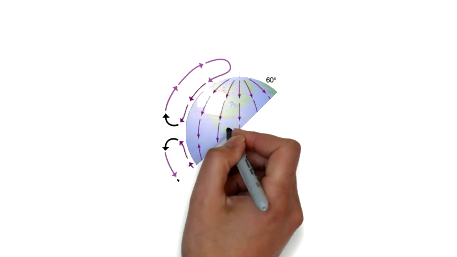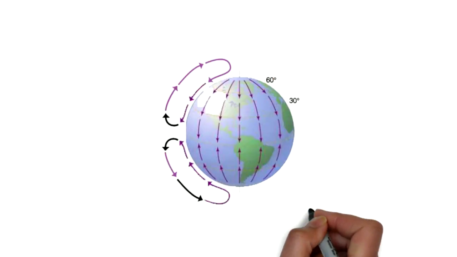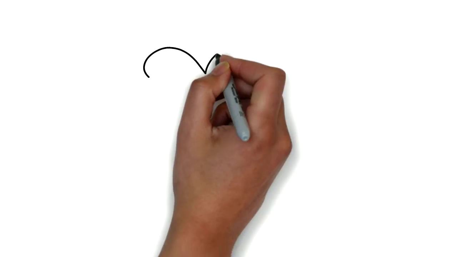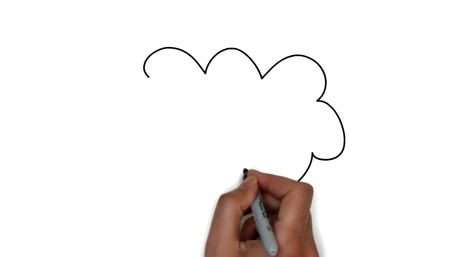Earth has a much larger surface area at the equator than at the poles. In fact, half of the Earth's surface lies between the latitudes of 30 degrees north and 30 degrees south. As the air begins to move toward the poles, it cools, becomes more dense, and begins to sink. It does not travel all the way from the poles to the equator.